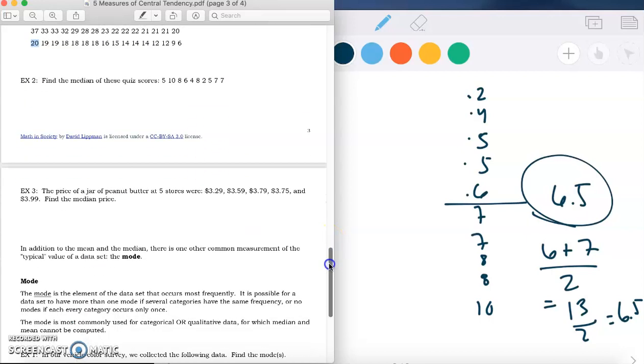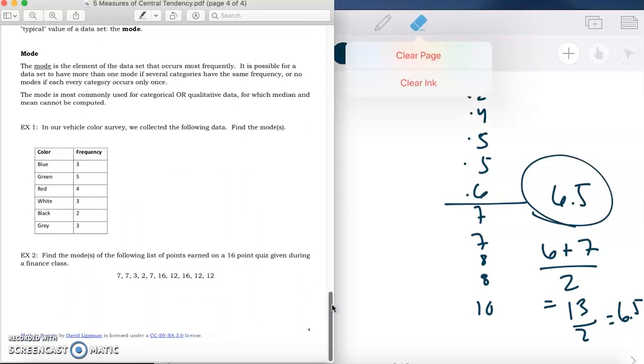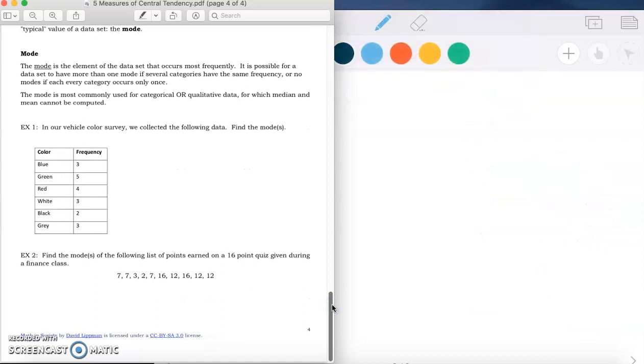All right. Now the next thing. So again, with the mean, you sum up all the values and then you divide by the total number of values. With the median, you order all the values either in increasing or decreasing order and you find that middle value. The mode is the element of the data set that occurs most frequently. It is possible for a data set to have more than one mode if several categories have the same frequency, or no modes if each category occurs only once. The mode is most commonly used for categorical or qualitative data for which the median and mean cannot be computed.